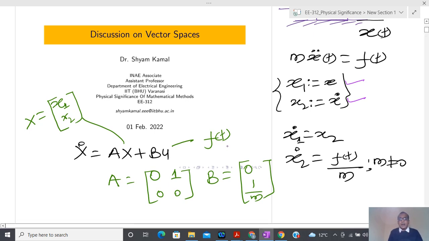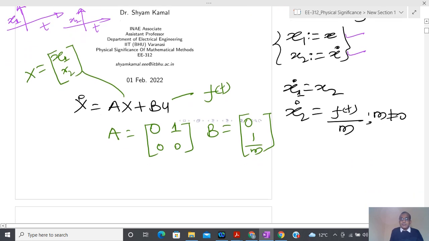Now here you can see that if I want to know how states are evolving with respect to time, then I have to do this kind of plotting. Either I will take one state variable x1 and plot it with respect to time. Similar kind of thing I can do: I will take the second state variable x2 and plot it with respect to time. So that is one way to understand how states are evolving with respect to time.